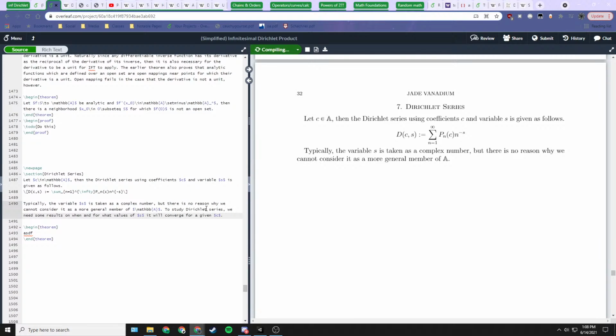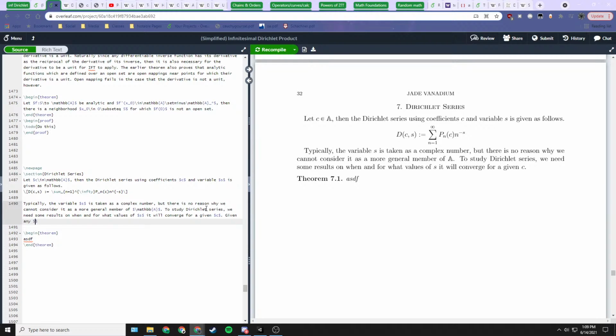So we're going to define an operator to do this, similar to how we had defined our capital Phi operator to figure out when a power series will converge. We're going to define a theta operator to figure out when a Dirichlet series will converge. So we'll say given any c in A, we define the function capital Theta mapping A to the extended real number line, minus infinity to infinity.